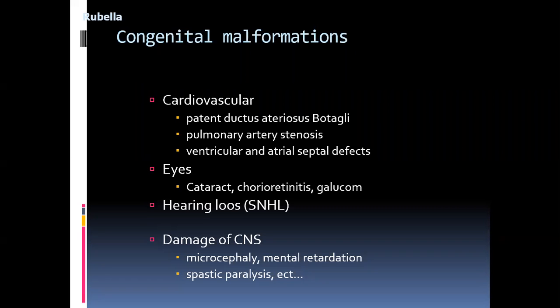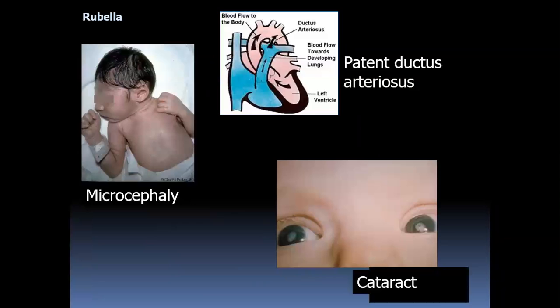They can also produce some other diseases caused by rubella viral infection, including congenital malformation. This is a gross photograph of the patent ductus arteriosus, which produces patency. Here is microcephaly, showing its features, and also cataract formation, with opacification of the lens.